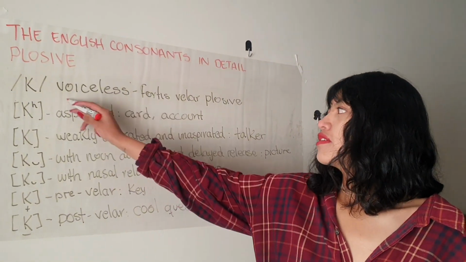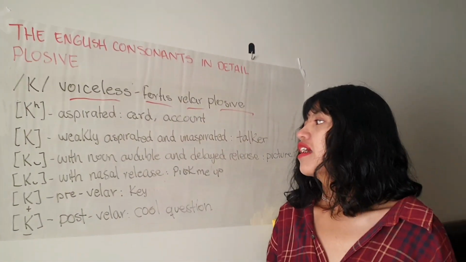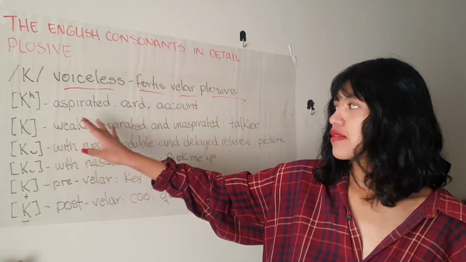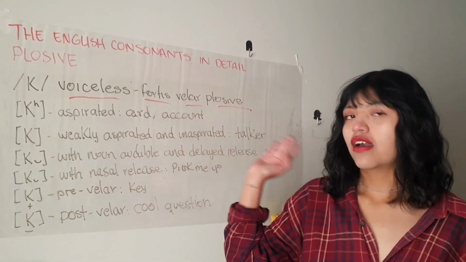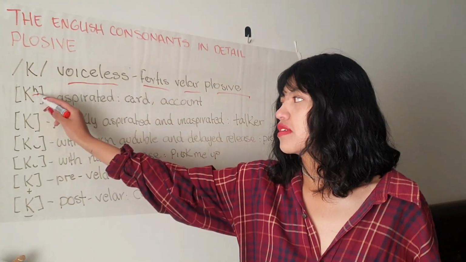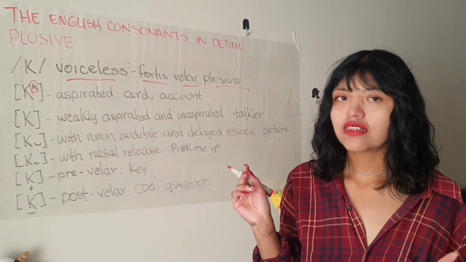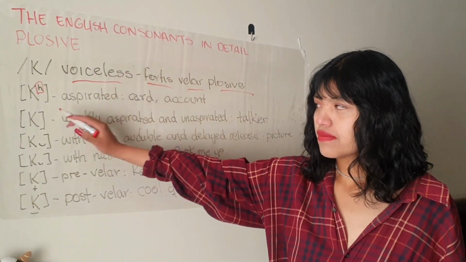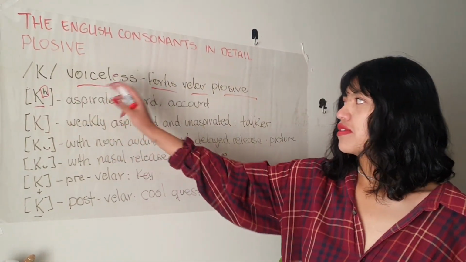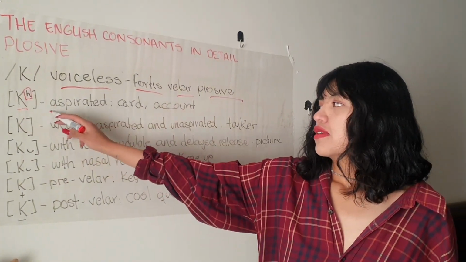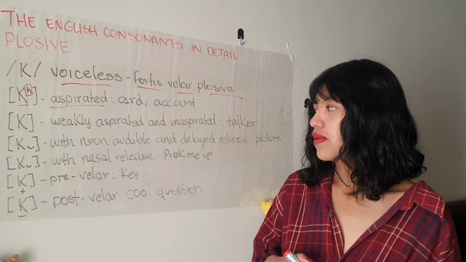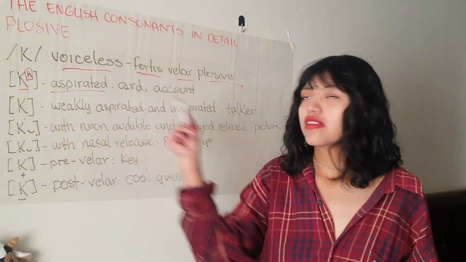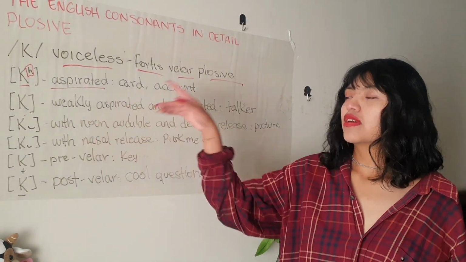Well, now we have the voiceless velar plosive. It has 7 allophones. The first one is the aspirated. We have examples like hard, account. At first we said that these sounds mean that we will need a little aspiration in the word. That's why the little h is used behind this sound, the voiceless velar plosive. That's why it's aspirated. The second one is the weakly aspirated or unaspirated, and it doesn't have any diacritic, and it is when the aspiration is weak.